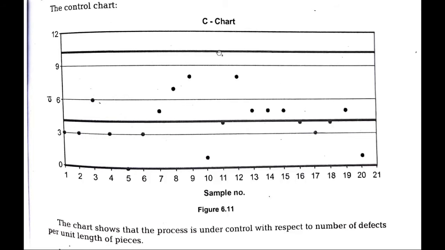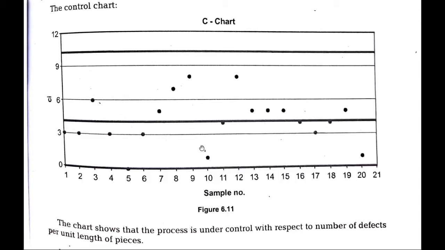So the control chart can be given as: on the x-axis we will plot sample numbers 1, 2, 3, 4, 5, 6, 7, 8, 9, 10, 11, 12, 13, 14, 15, 16, 17, 18, 19, 20. So sample numbers are taken on the x-axis. On the y-axis we will take a suitable scale. The lower control limit is 0, the central line is 4.15 and the upper control limit is 10.26. So this is our central line 4.15 and this is the upper control limit.